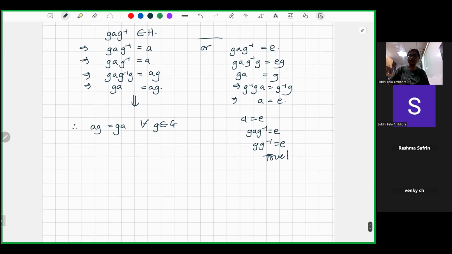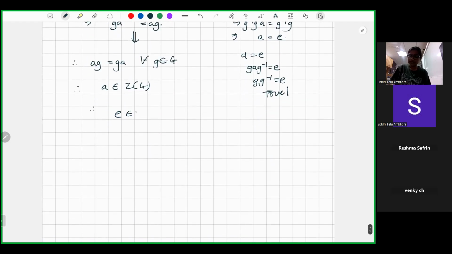Therefore, A belongs to my ZG. Therefore, E is anyway in ZG, and now I got A is in ZG. Therefore, my H is a subset of ZG.